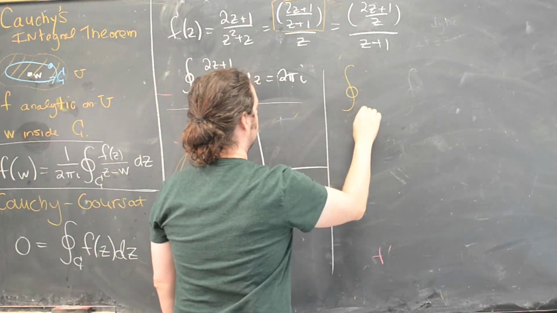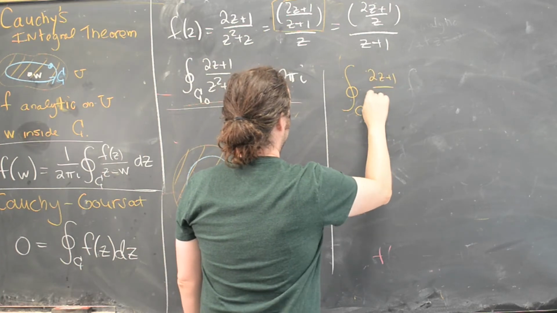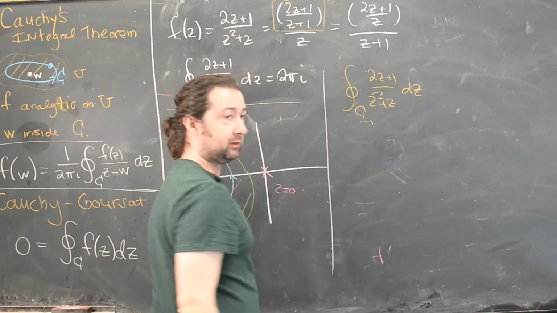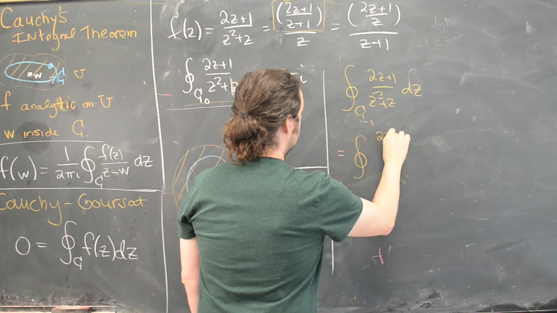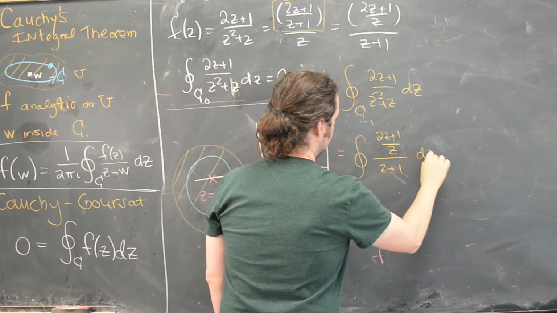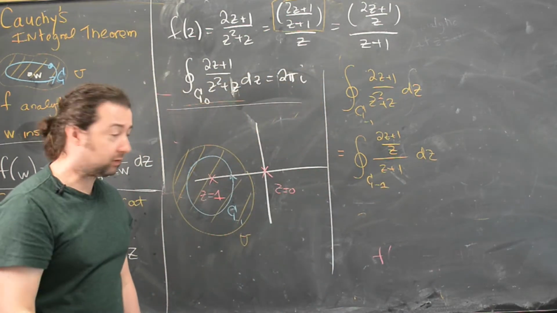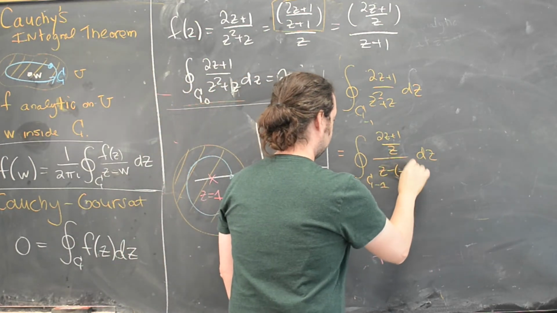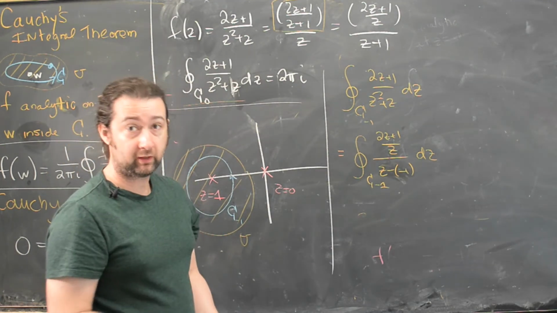So the integral around c minus 1 of 2z plus 1 over z squared plus z dz. Well, I can algebraically rewrite that as 2z plus 1 over z plus 1 dz. And then to make it extra clear what's happening, instead of z plus 1, I could have written this as z minus negative 1. Now, why did I do that?